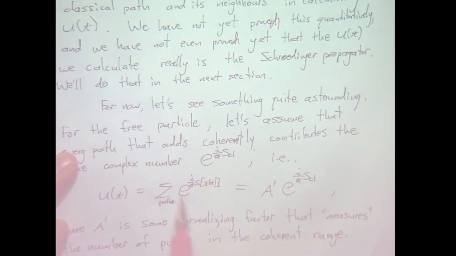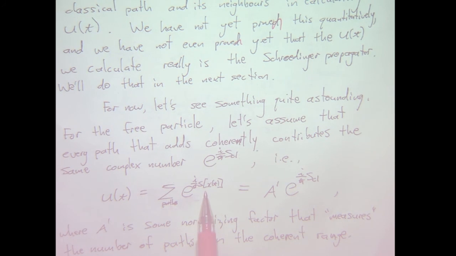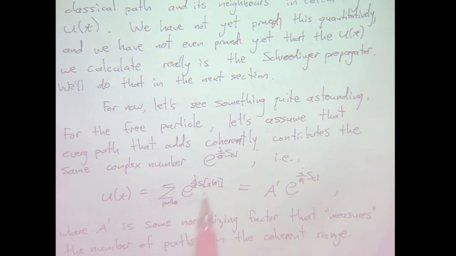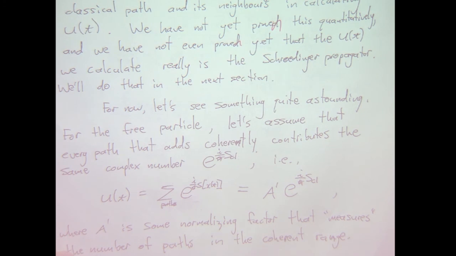And also look at the form of this. This is a sum over all paths of that. Where this action changes for each path, we're saying, well, look, let's just give the same complex number to each one. Can you use this to get an approximation of all the ranges after that? Of the coherent ranges. Yes.